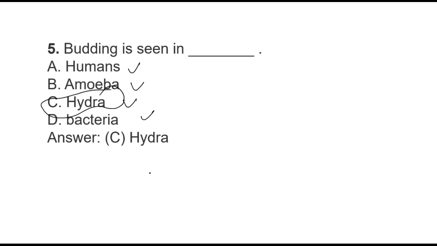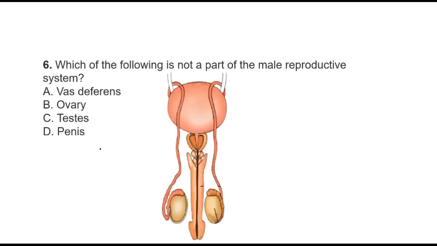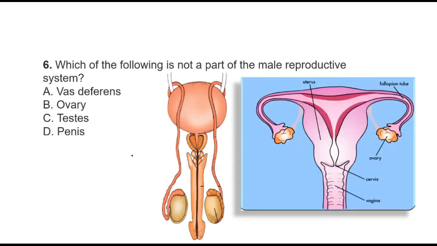Question number 6. Which of the following is not a part of the male reproductive system? So what is the male reproductive system? Please try to recall the diagram. What are the options given? Vas deferens, or we can call it a sperm duct, ovary, testes, and penis. We'll recall that picture. This is a male reproductive system, whereas we can have even a female reproductive system. The same picture we have used for our previous video tutorials. So these are the testes.